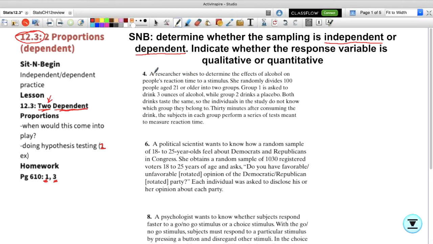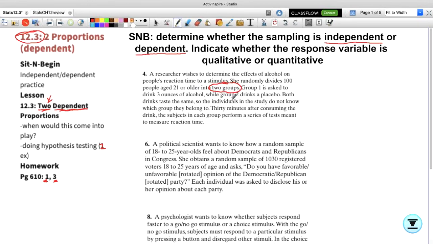So let's take a look at number 4. A researcher wishes to determine the effects of alcohol on people's reaction time to a stimulus. She randomly divides 100 people aged 21 or older into two groups. Group 1 is asked to drink 3 ounces, and group 2 drinks a placebo. Both drinks taste exactly the same, so the individuals in the study do not know which group they belong to. 30 minutes after consuming the drink, the subjects of each group perform a series of tests meant to measure reaction time.